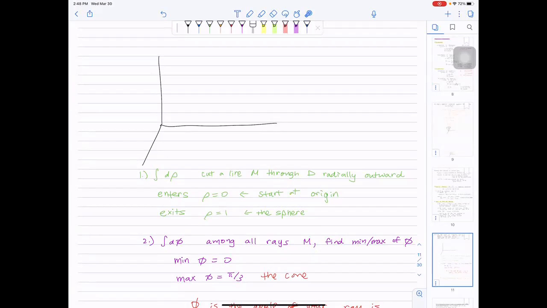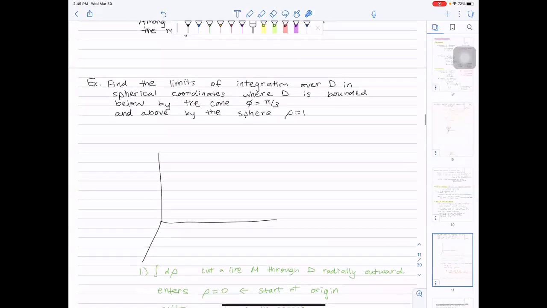But the last ray we can draw is this exact line of our cone. And what was that line of our cone? What did we say it was? Well, our cone was given by pi over 3. So the last one is pi over 3, because that's this angle here.